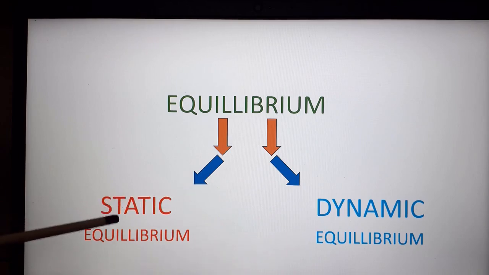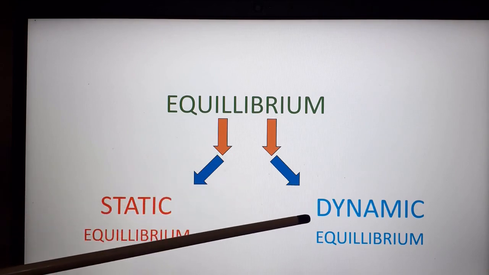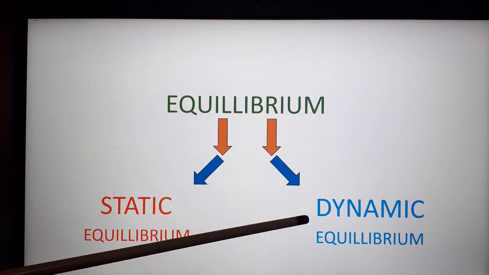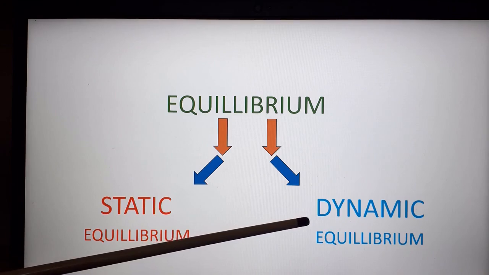Let us understand this. Imagine any object is in state of rest. We are applying so many forces to it. Still it continues to be in the same state of rest. Then it is said to be in static equilibrium. And if object is initially moving with constant speed and in particular direction, we are applying so many forces. Still it continuously moves in the same direction with same speed. Then we can say it is in dynamic equilibrium.